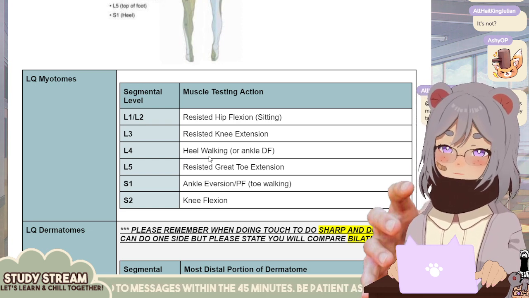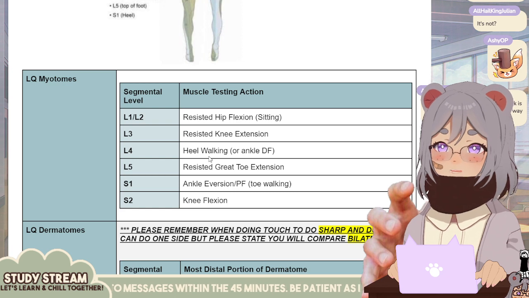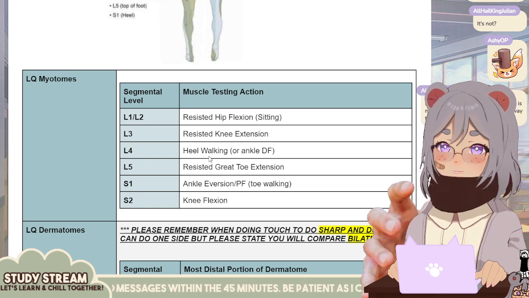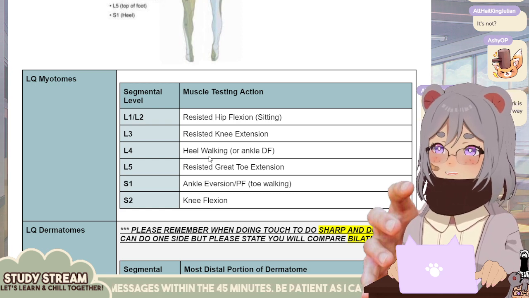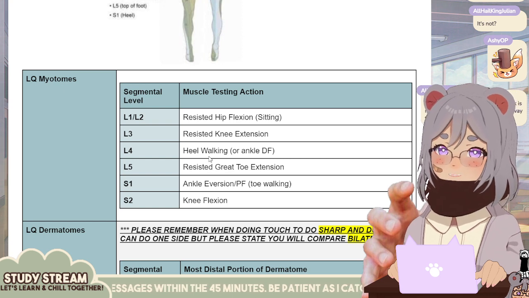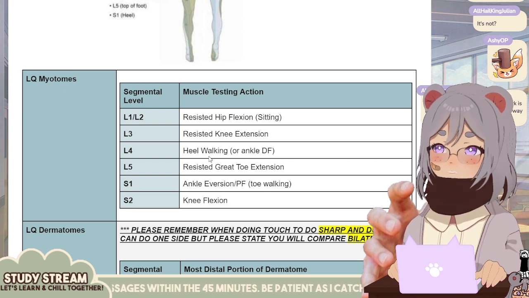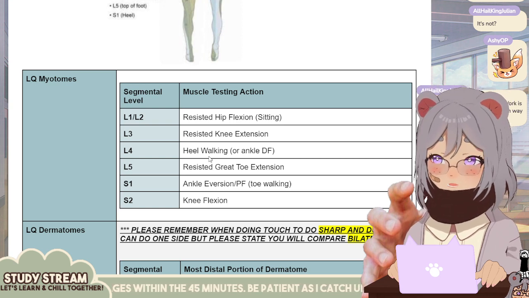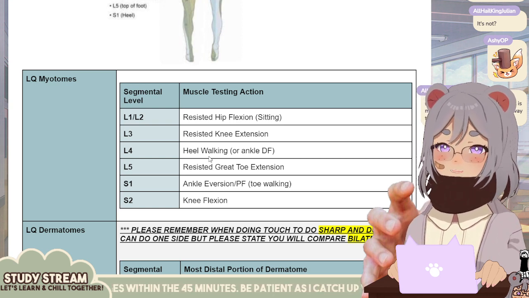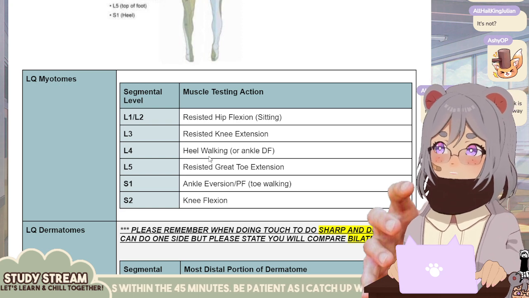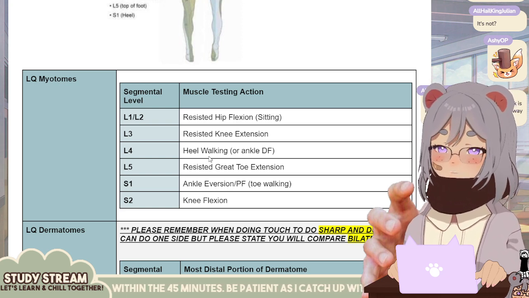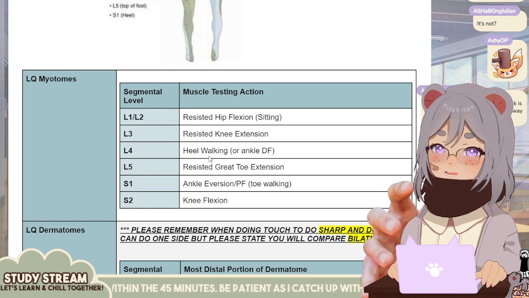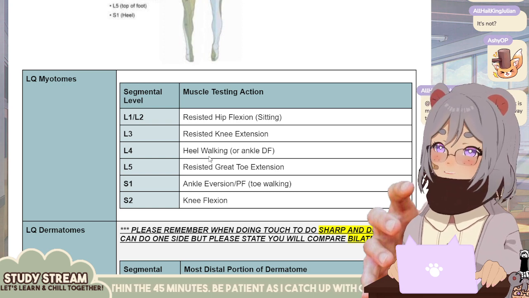Alright, let me read it to you, okay? L1, L2 is hip flexion. L3 is knee extension, so you're kicking your leggy out. L4 is ankle dorsiflexion, so your toes to your nose. L5 is big toe extension, so there's something in between. S1 is plantar flexion, so you're walking on your tippy toes or pointing your toes down to the floor. And S2 is knee flexion.